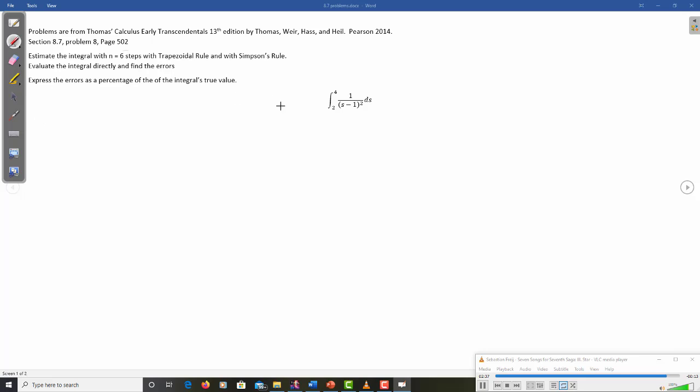First thing to do is figure out what the common difference is. So let's see, our delta x in this case, oh goodness, my x's look so much like 5s. Delta x equals, let's see, 4 minus 2 over, and we want 6 steps, so 6, that is 2 over 6, or 1/3.